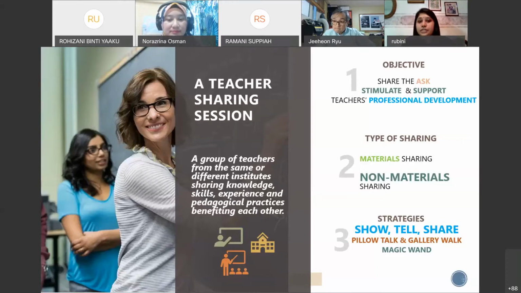So in a teacher sharing session, there are three main objectives which I have narrowed down. First of all, the teachers will share the ASK. It's not ask, it's ASK. It means attitude, skill, and knowledge. So in this platform, they will share with each other about attitudes, whether they learn their own attitudes or the students' attitudes, but they will definitely also learn, adapt, and adopt some of the skills and knowledge from other teachers.